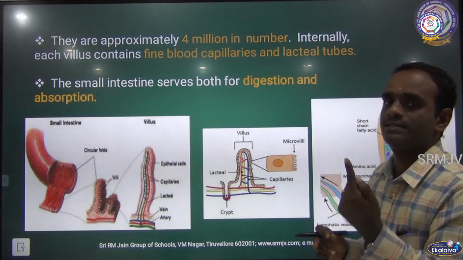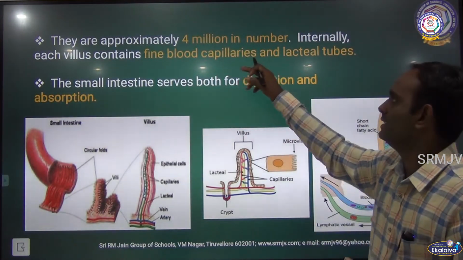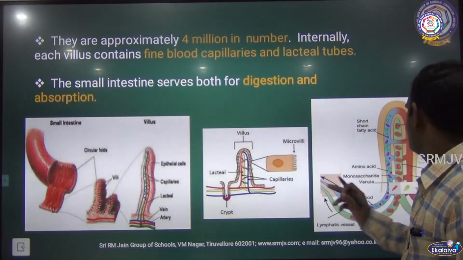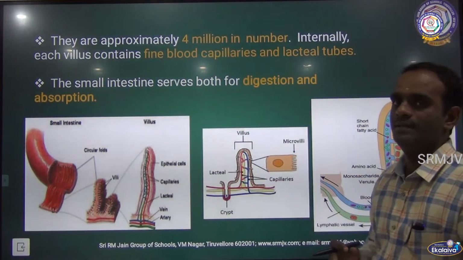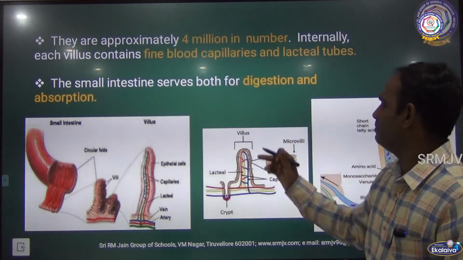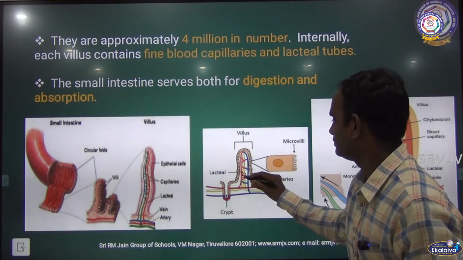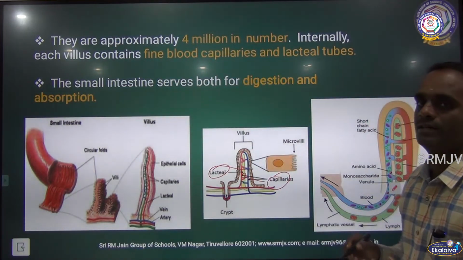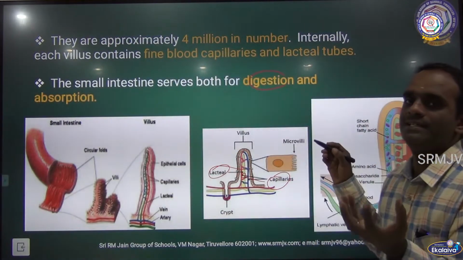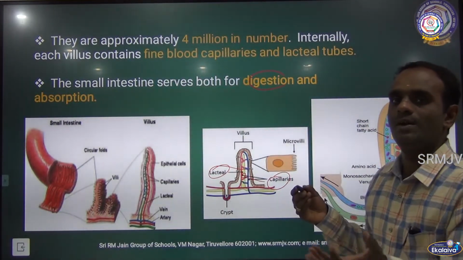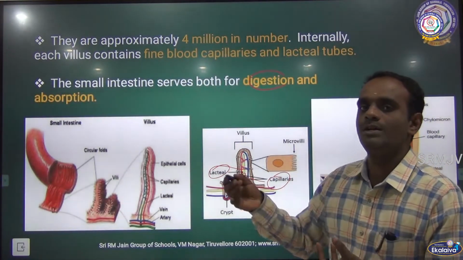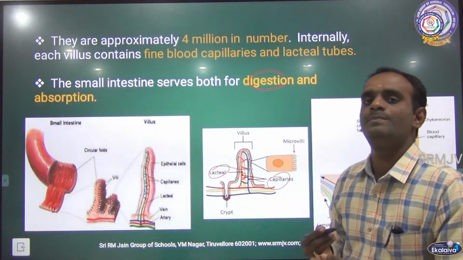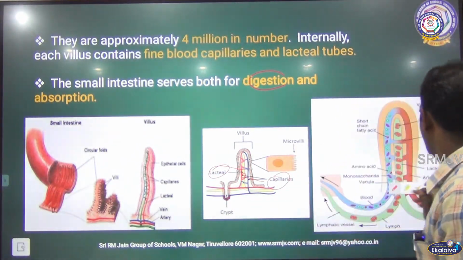Internally, each villus contains fine blood capillaries and lacteal tubes. See the picture here, children. This is the internal structure. Internally, the villi have fine blood capillaries. This is the blood capillary, and this is the lacteal tube. The small intestine serves both for digestion as well as absorption. Now only I said, the small intestine acts with a dual character. It is meant for digestion as well as for the absorption of food substances.